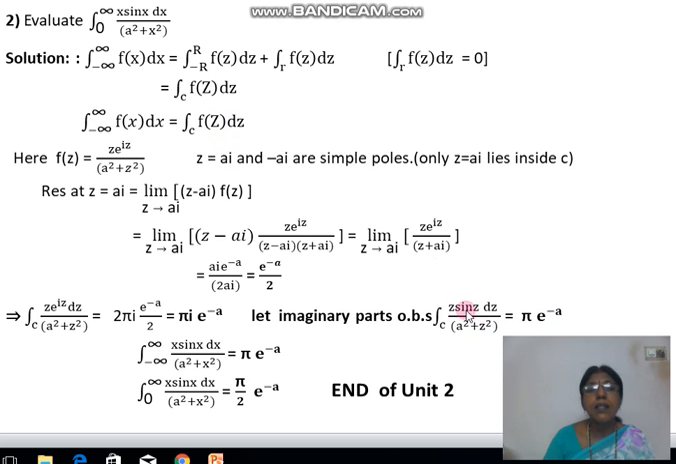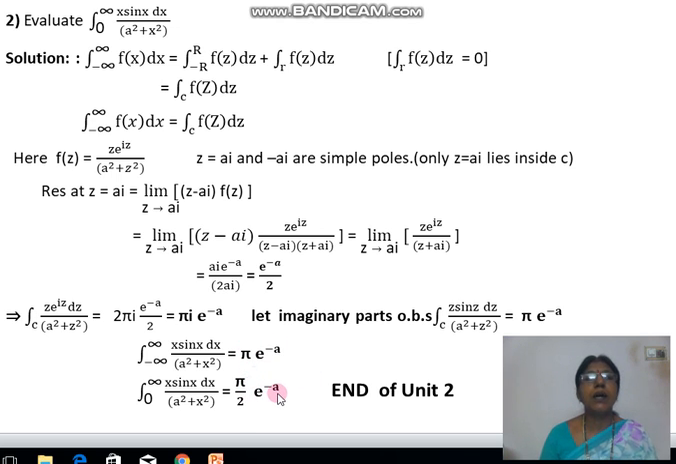Now this value is pi e power minus a, which is the integral of f of z dz value. This is equal to the integral from minus infinity to plus infinity of f of x, so the integral from minus infinity to infinity of x sin x by a square plus x square dx is pi e power minus a. Now the question has limits 0 to infinity, not minus infinity to infinity. So it is 1 by 2 into this integral value, which is pi by 2 e power minus a.